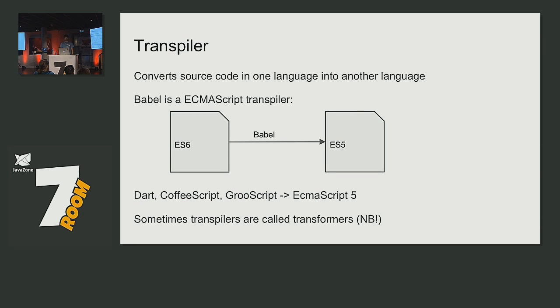Well, you could use a transpiler. A transpiler is a tool that converts source code written in one language into source code in another language. And in JavaScript, you can use the tool from Babel that transpiles ECMAScript 6 code into ECMAScript 5. You can also use a transpiler to work in other languages, such as Dart, CoffeeScript, and others, and transpile that into ECMAScript 5, which the browser understands.